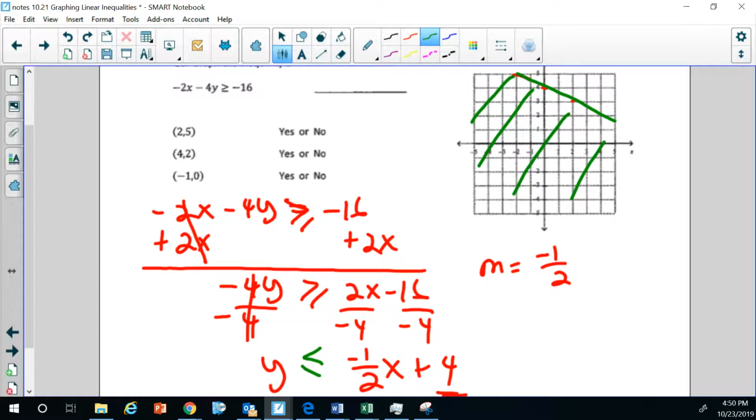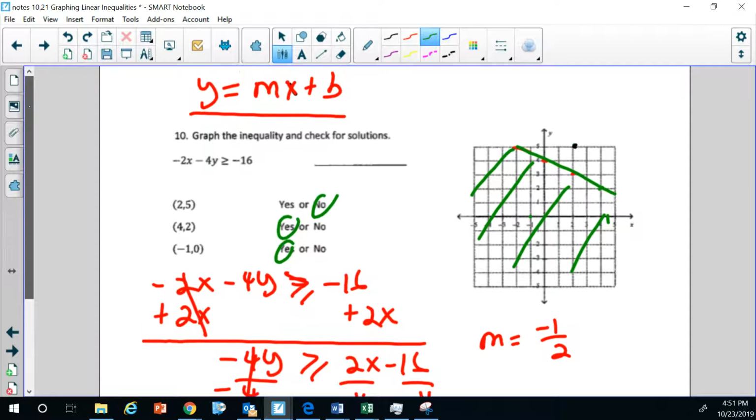Now, is (2, 5) in my solution set? That's outside my solution set, so that's a no. Is (4, 2) in my solution set? (4, 2) looks like it's on the line, so that's a yes. What about (negative 1, 0)? Yes, that's in my solution set. So that's one way of doing it.